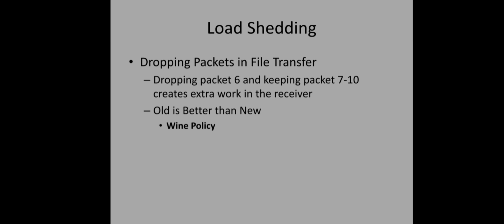So here we have to take the policy that old is better than new, right? And that is called the wine policy. So it's better to drop packet 10, so that 6 to 9 can be delivered. This policy, that old is better than new, is called the wine policy. Just like wine, as it gets older and older, it becomes more valuable, right? So the new packets can be dropped, whereas the old packets can be kept.